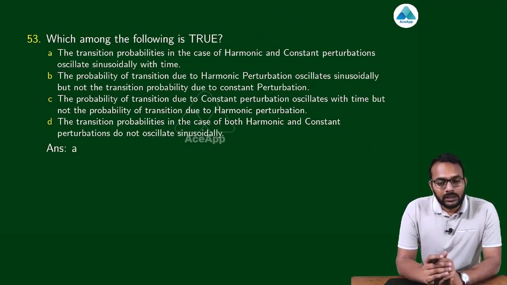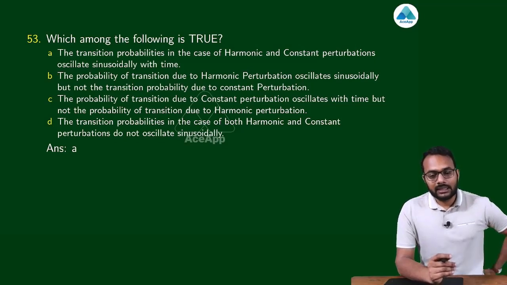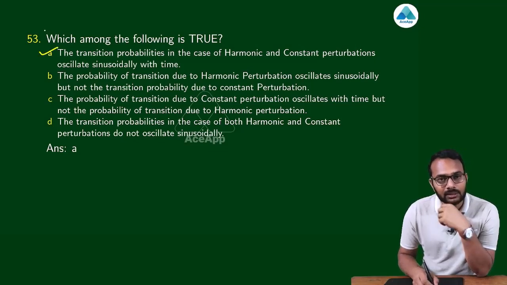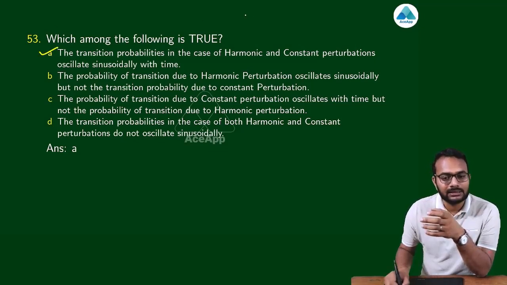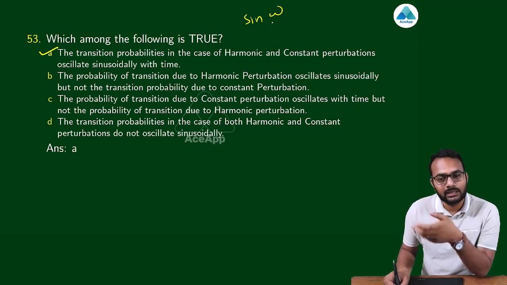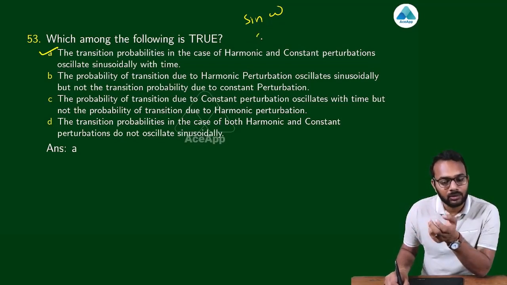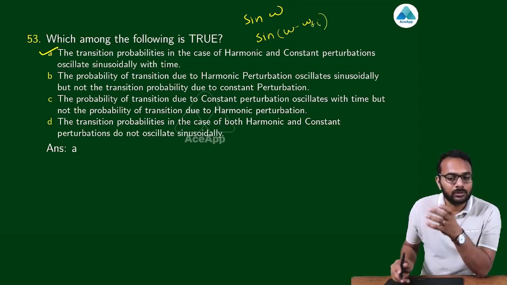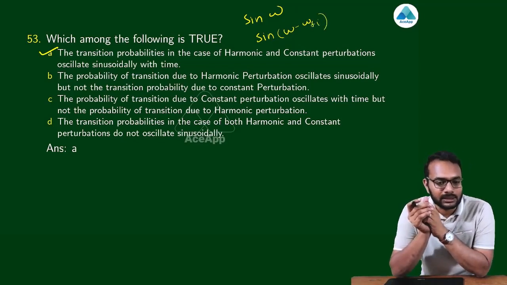Which among the following is true? The transition probabilities in case of harmonic and constant perturbation oscillate sinusoidally with time. This is correct. Okay, നമ്മൾ അതിന്റെ expressions നോക്കുകയാണെങ്കിൽ there is a sin omega term in Fermi's golden rule, constant perturbation ന്റെ കാര്യത്തിൽ ഒരു sin omega term, and it shows that the probability oscillates sinusoidally. Okay, നമ്മൾ harmonic perturbation എടുക്കുകയാണെങ്കിൽ there is a sin (omega minus omega zero) term, or omega minus omega fi. Okay, so both of these are oscillating, the probabilities are oscillating, so this option is indeed true, but we can check also the other statements.